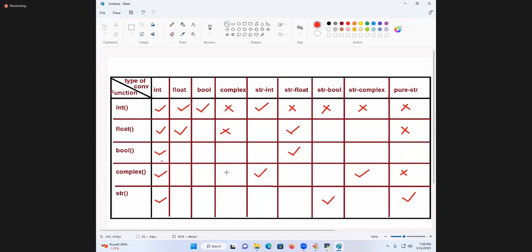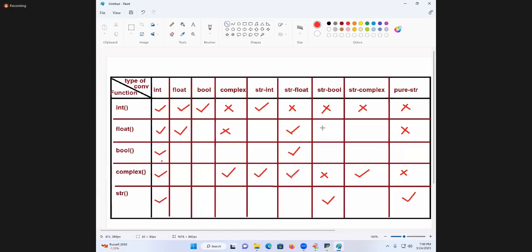Next. Complex to complex. Possible. Complex to complex is possible. Right. STR bool to complex. Not possible. STR bool is what? True. True within the double quotes means it is alphabets. Next here. Come on. Possible. I already showed you. Right.